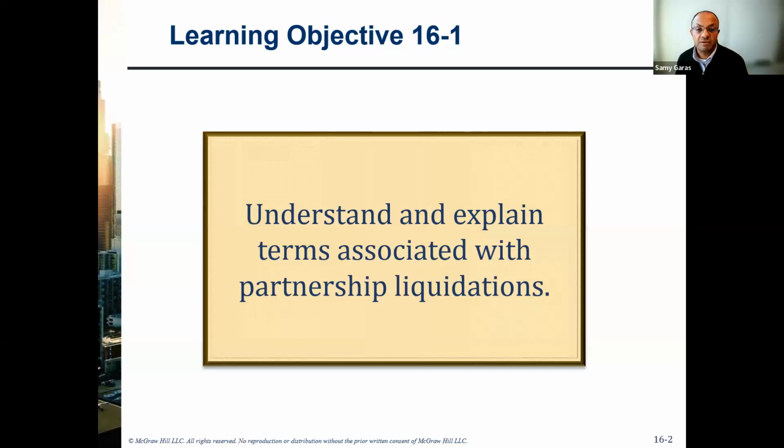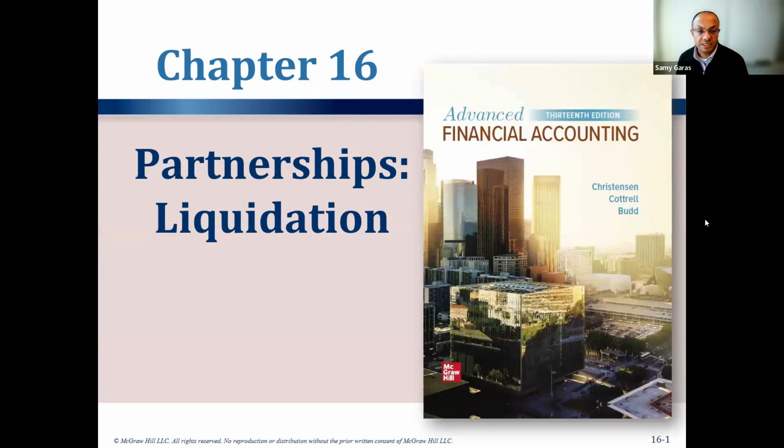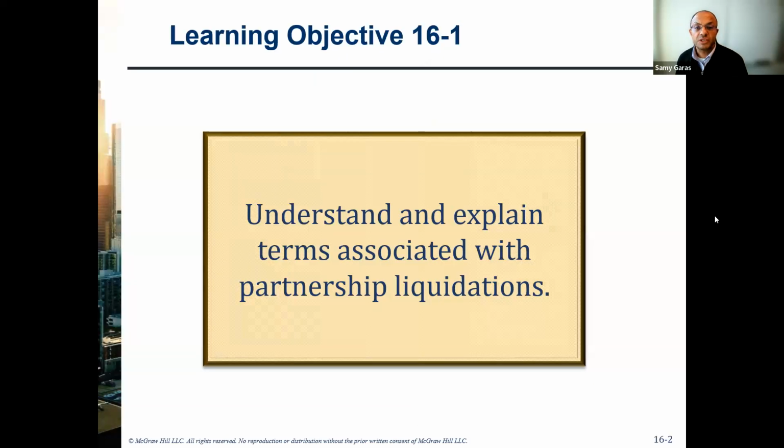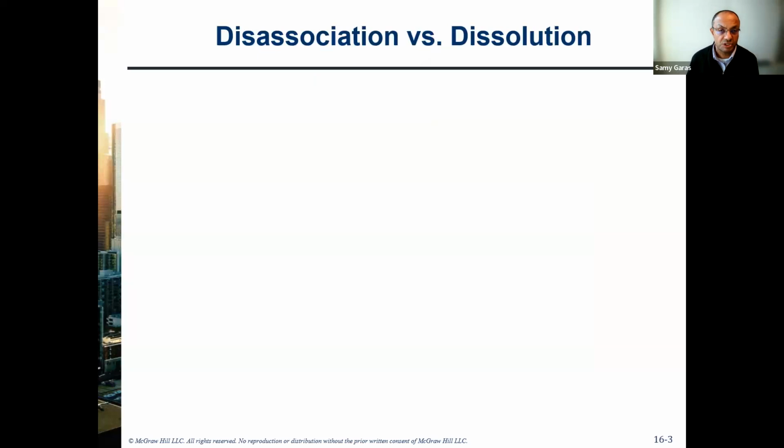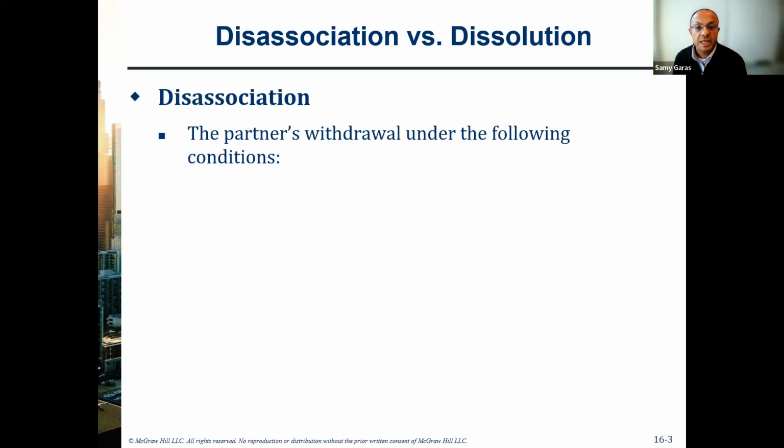In this chapter, we talk about liquidation, which means dissolution. And before we start diving into this chapter, chapter 16, we need to differentiate between 2 different terminologies: disassociation and dissolution. Disassociation, we talk about withdrawal of an existing partner, and the withdrawal could happen for 3 different reasons.